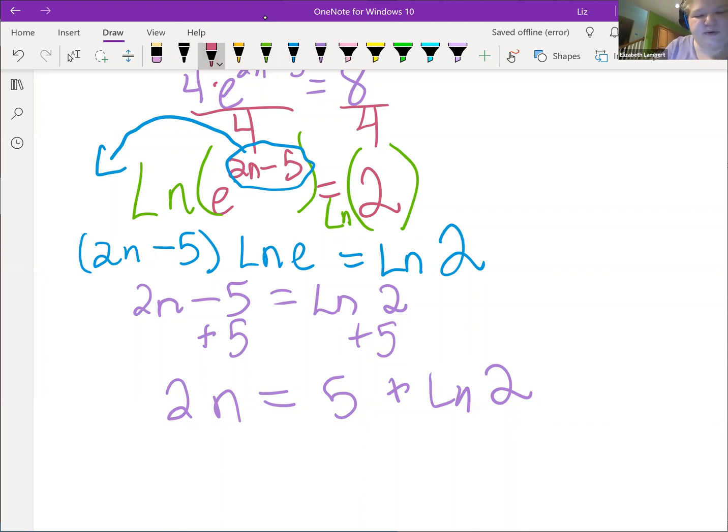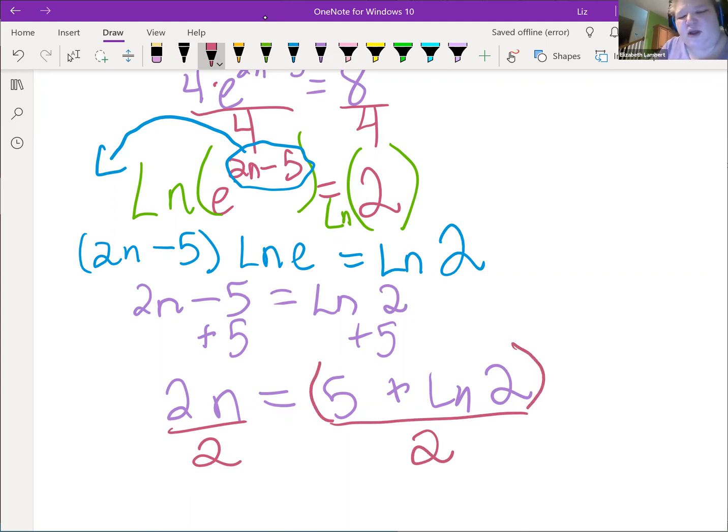Then last step, 2 times n, we're going to divide by 2. And we're going to divide this whole thing by 2. So when you're going to crunch this in the calculator, put some parentheses around the 5 plus natural log 2, or crunch that as one step, and then take your answer and divide by 2. Now let's see what we get here.